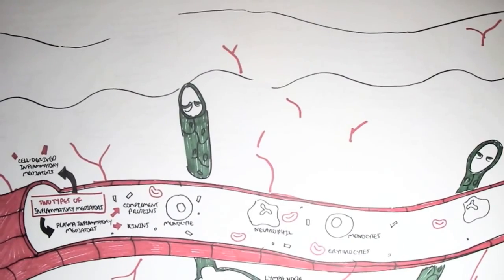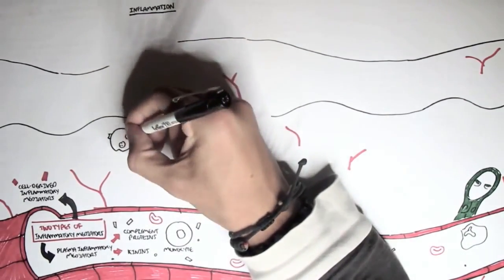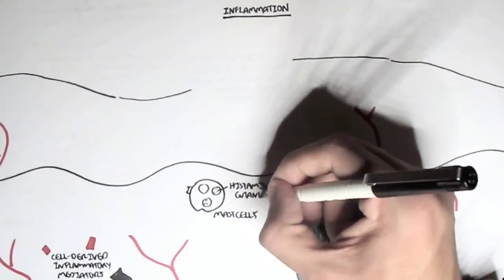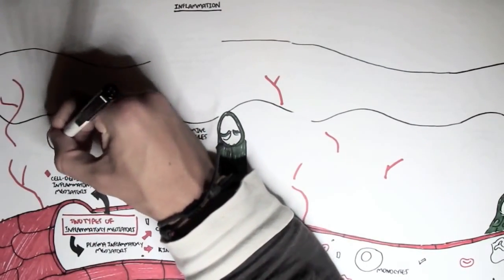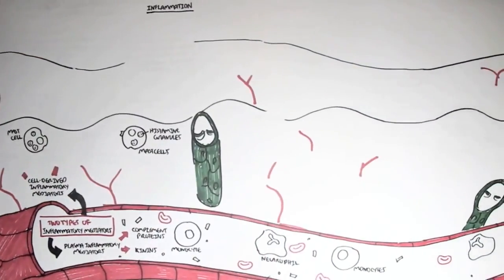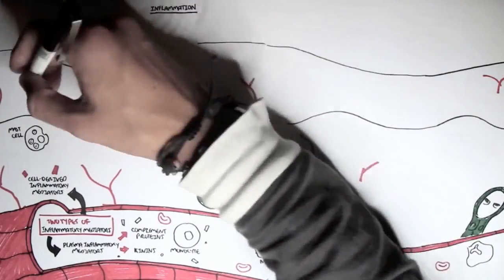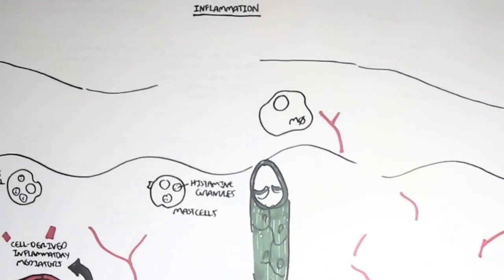Now, the cells that we find within the tissue or within the surface of the skin or beneath the skin are what's known as mast cells. Mast cells contain histamine granules. And here we have another mast cell. Mast cells are really important cells to promote inflammation because histamine is a cell-derived inflammatory mediator.